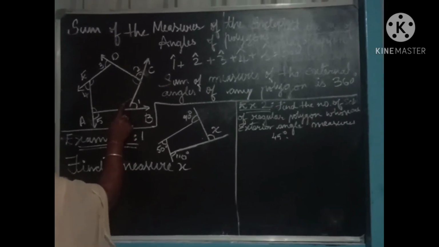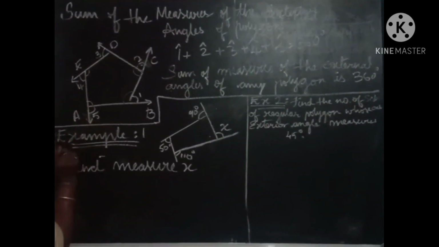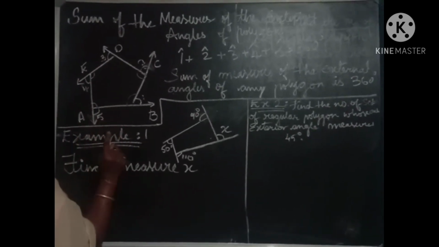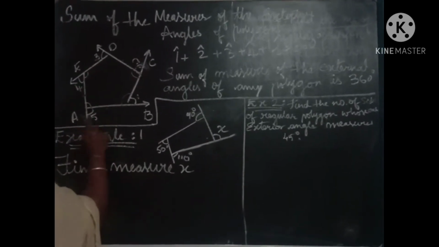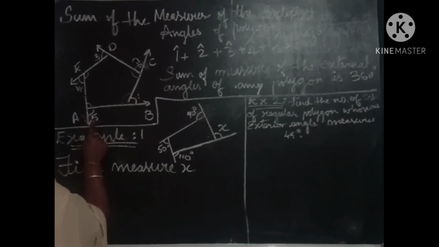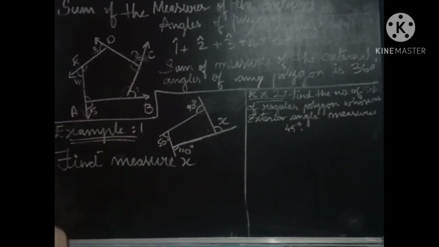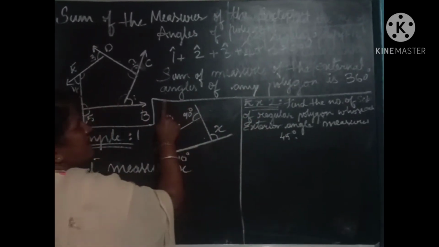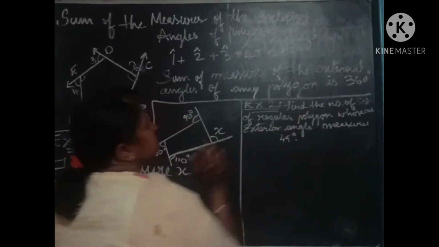See, this is an exterior angle. Inside, this is the interior angle. Exterior angle, exterior angle, exterior angle, and this is also an exterior angle. So the sum of exterior angles is how much? 360 degrees. Since it is a pentagon, 1, 2, 3, 4, 5. How many angles will be there in a pentagon? 5. We can see 5 sides also in a pentagon. Therefore, the sum of the measures of the exterior angles of any polygon is 360 degrees.